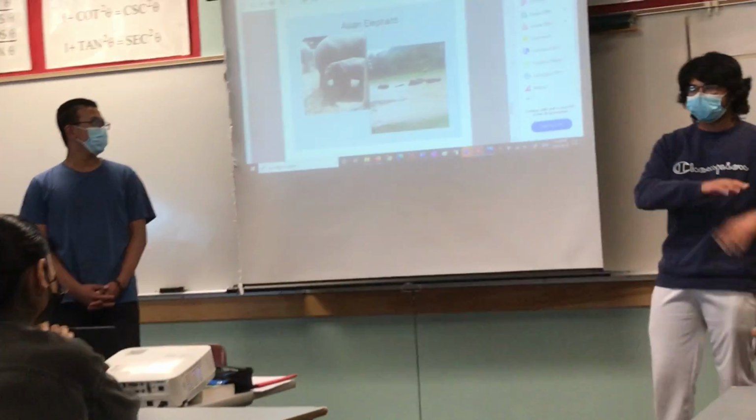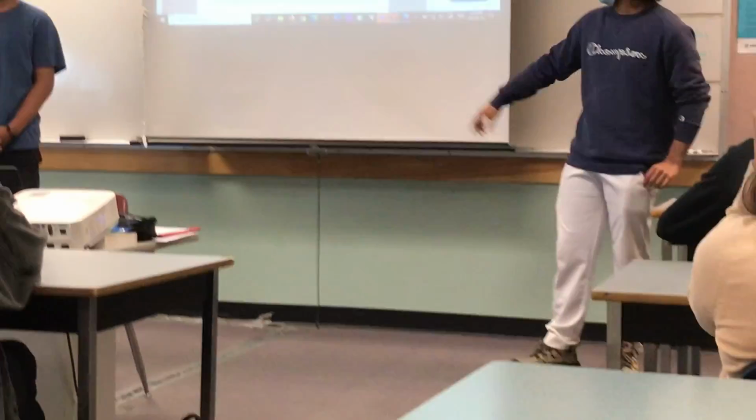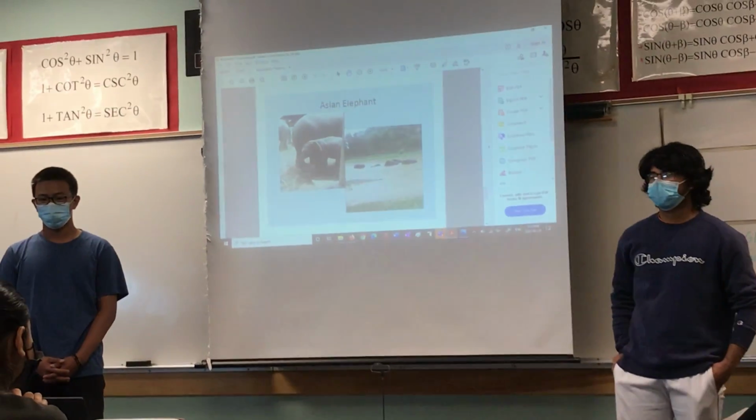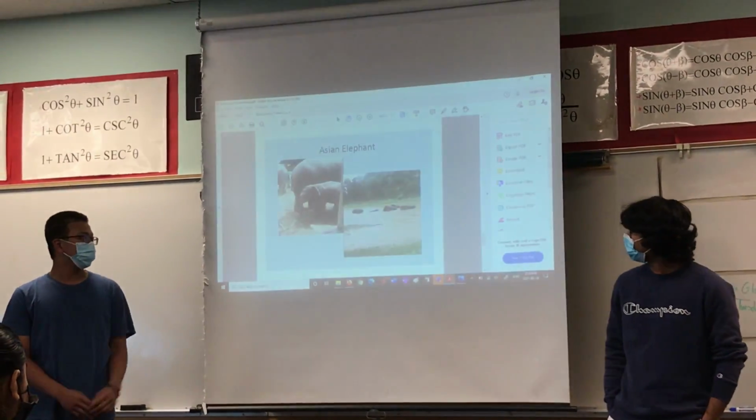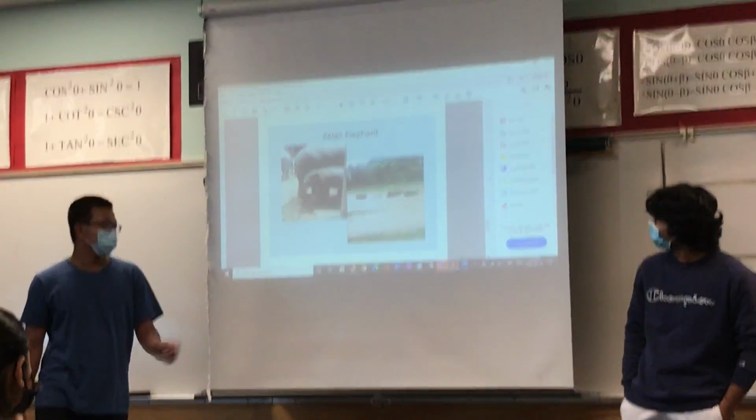So Asian elephants are found in countries throughout Asia, and the one on the left, we're assuming it's taken somewhere in Thailand. The one on the right, we assume it's taken in southern India.